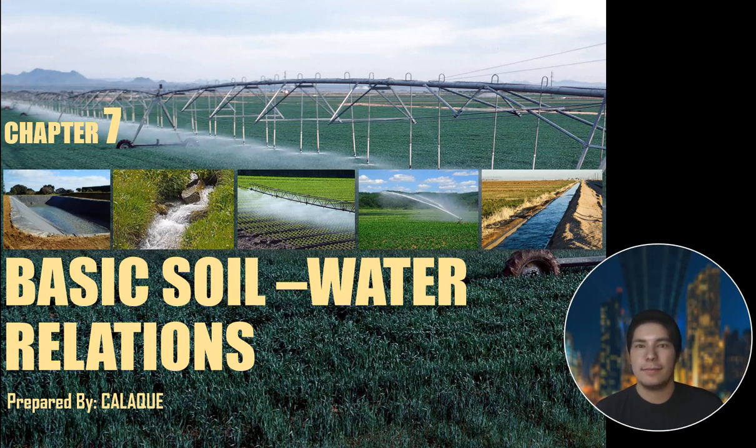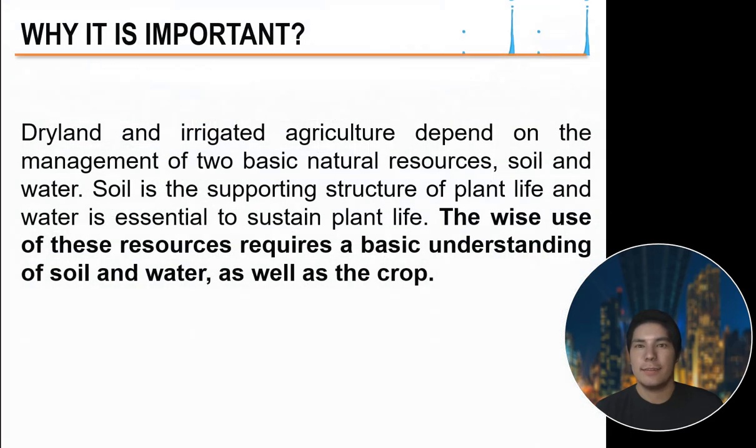Okay, so yung first nating i-discuss is why is it important, no? Na alam natin yung soil-water relation. Okay? So dry land and irrigated agriculture depend on the management of two basic natural resources such as soil and water. So soil is the supporting structure of plant life, and water is essential to sustain the plant life. So the wise use of these resources requires a basic understanding of soil and water as well as the crop.